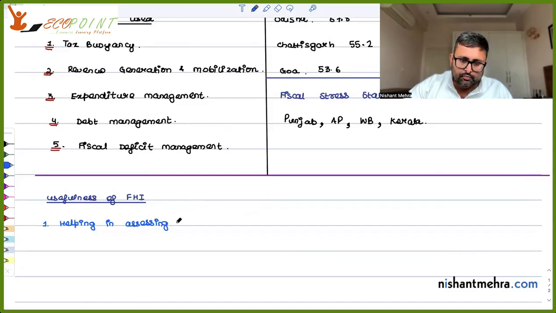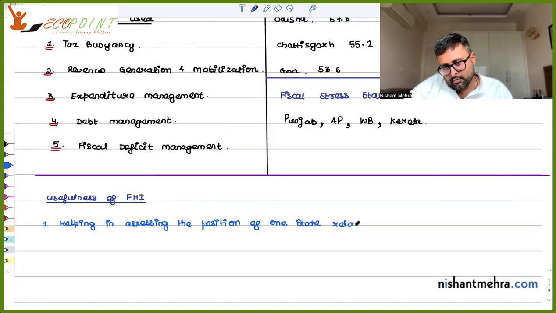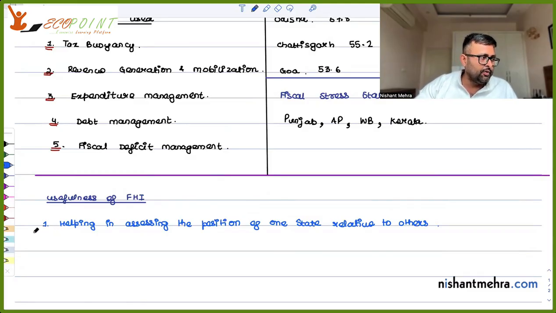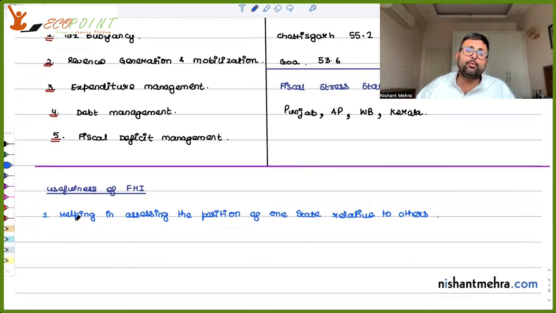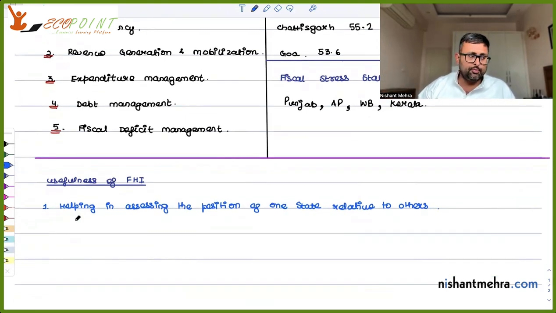in assessing the position of one state relative to others, right? Odisha and Chhattisgarh could be an example for the bad performing states. So the worst performers, they can learn from the strategies of the best performers, like that.